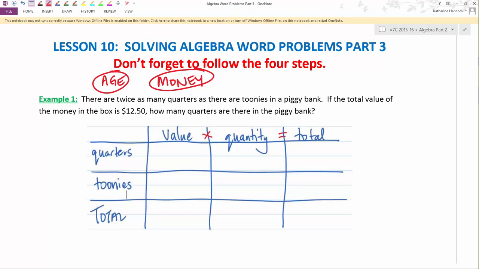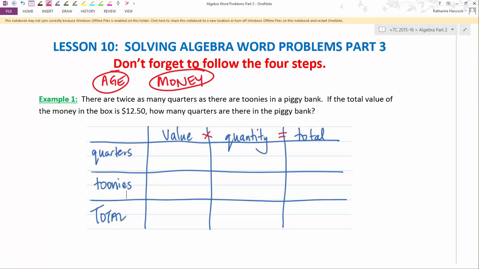So example 1 is a money question. Example 1 says, there are twice as many quarters as there are toonies in a piggy bank. If the total value of the money in the box is $12.50, how many quarters are there in the piggy bank? So we're still going to do step 1, what is our variable going to be, our let statement.